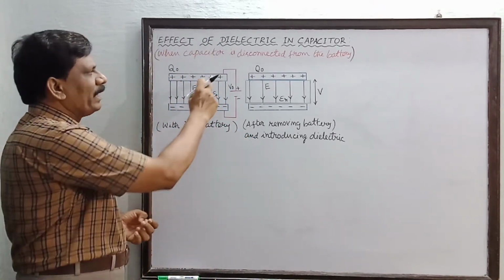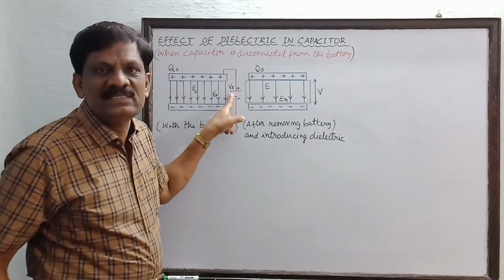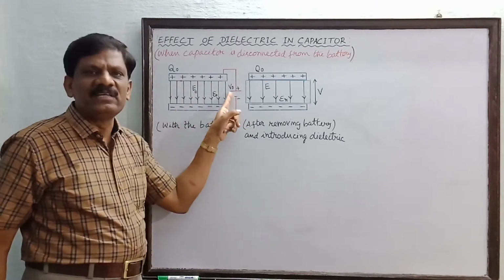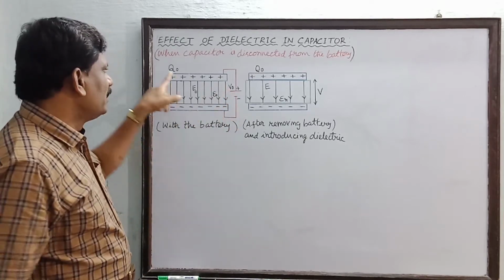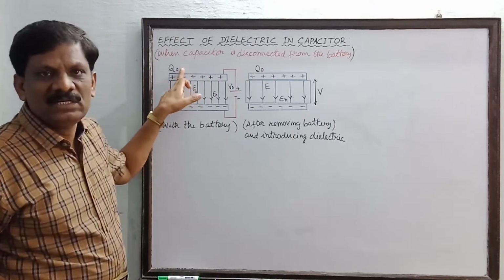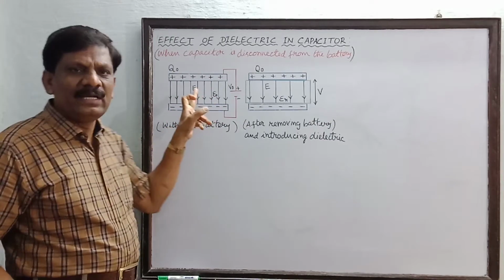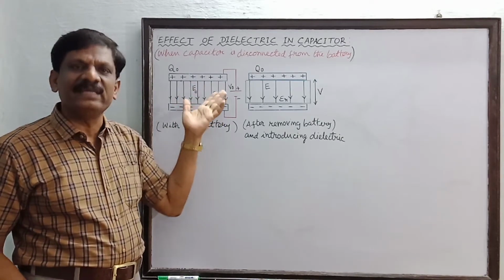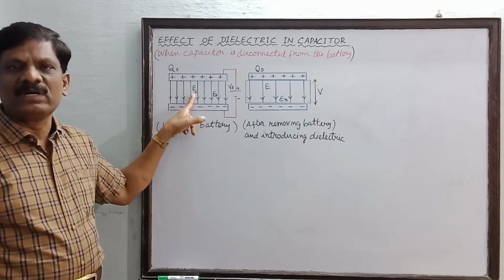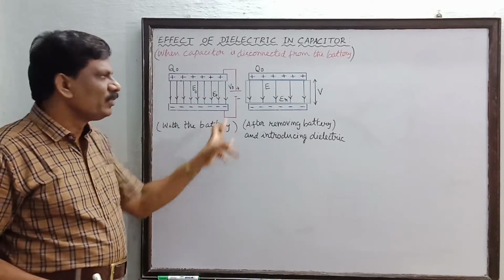That is, a parallel plate capacitor is connected to a battery of potential difference V0 volt. So the capacitor is charged to a potential difference of V0 and the quantity of charge stored in the plates of the capacitor is Q0. The uniform electric field between the two plates without a dielectric, without a dielectric means, let us say, air of permittivity epsilon naught, is denoted with the symbol E0. So the first picture is with the battery.